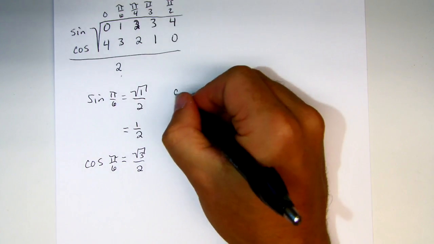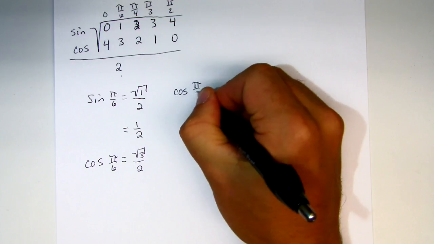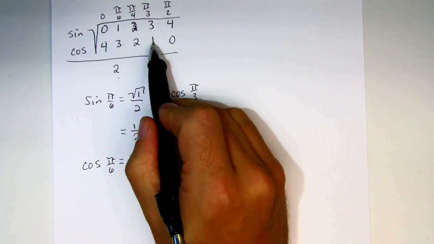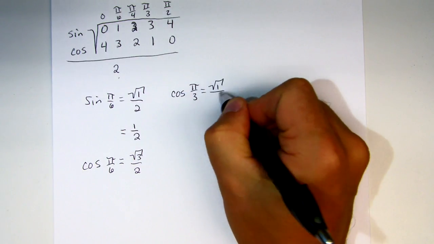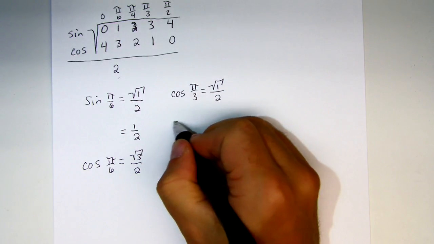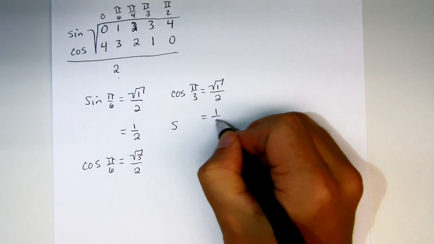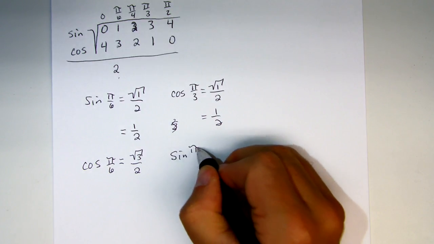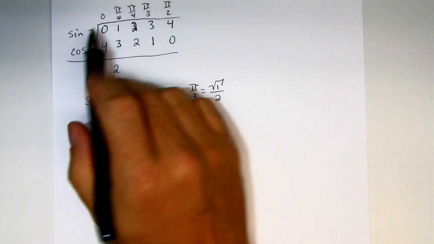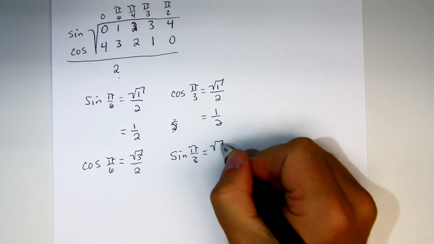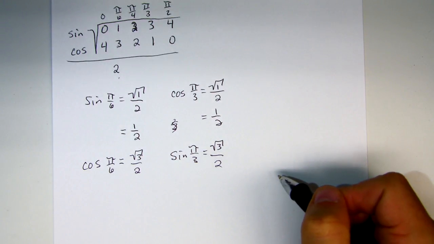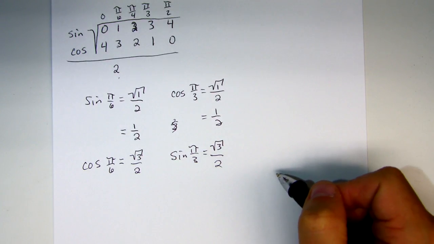Let's try cosine of pi over 3. So I go across cosine, come to the angle pi over 3, and that shows me radical 1 over 2. And then this reduces to 1 over 2. Okay? And if we try sine of pi over 3, go across here, so it's radical 3 over 2. Okay?